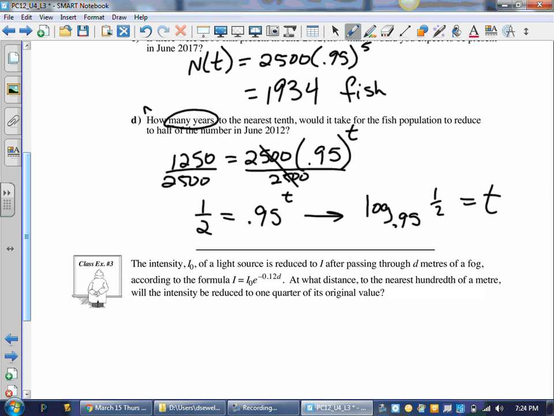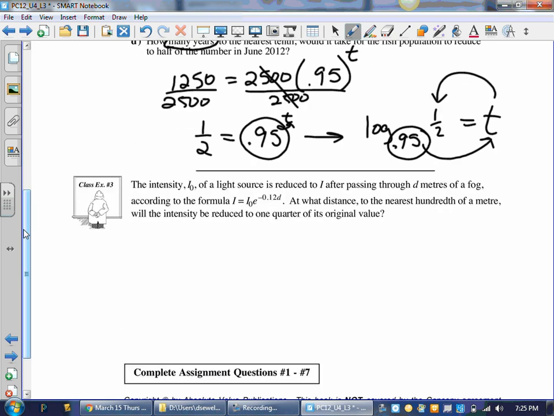So we should be able to go base to the exponent equals the argument. And that's what we have here. We have a base to the exponent equals the half. Okay, you type that in your calculator, the log of 1/2 over the log of 0.95, or you use your base. So I'll just remind you again that you can type in log of 0.5 over log of 0.95 if you don't have the base function on your calculator to find what t is. And t is going to give you 13.51.